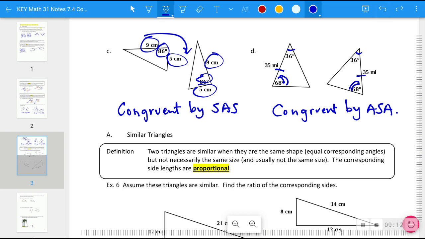Okay, so that does it for congruent triangles, and we'll pick up in the next video with this section here, similar triangles. I think it should read B here. We'll start there. Okay, so we're going to look at similar triangles in installment 2 of this video.